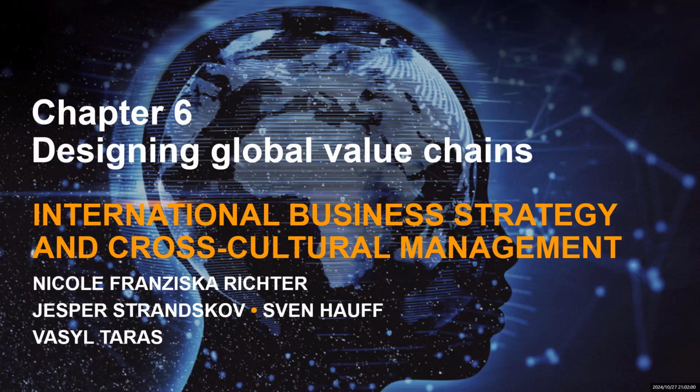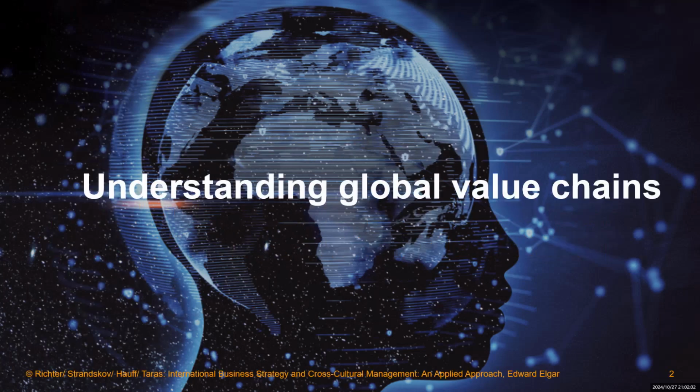So, what is a global value chain? A global value chain describes the entire process of producing, delivering, and selling goods and services on a global scale. So let's imagine a chain of companies working together to create and deliver chocolates.